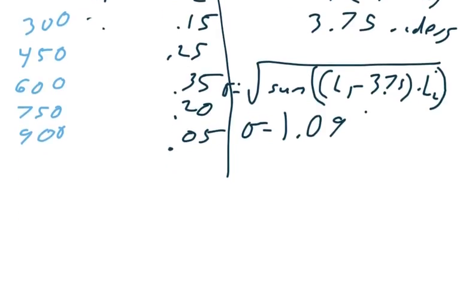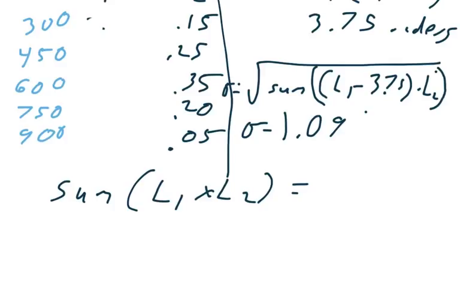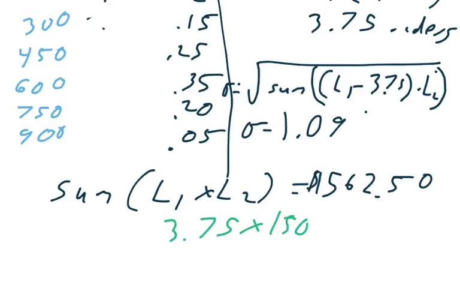And when I sum L1 times L2, we get the answer of $562.50. Which makes sense because if we took our 3.75 and multiplied it by $150, we'd wind up with $562.50.